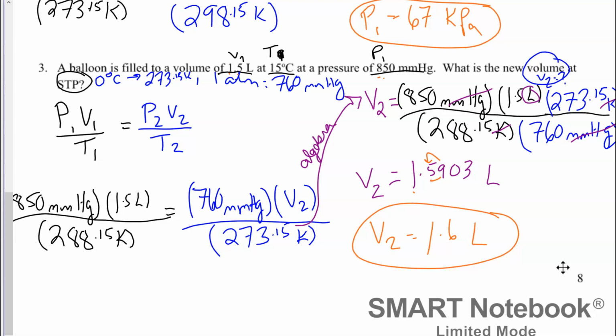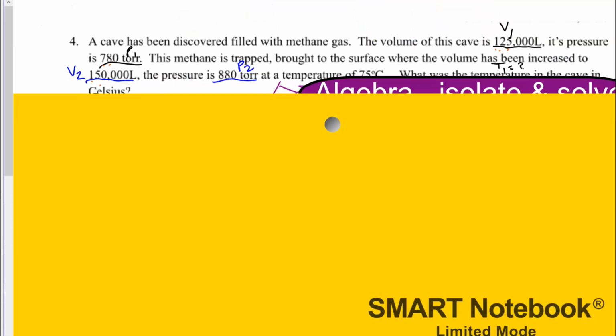Let's go to page 9. I'll go a little bit faster. If you get confused or stuck, just pause the video, look back at your algebra and your notes, and you'll be fine. Okay. A cave has been discovered filled with methane gas. The volume of this cave is 125,000 liters. That's our V1. Its pressure is 780 torr.